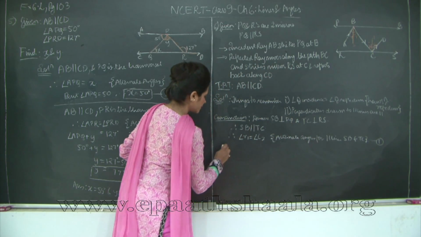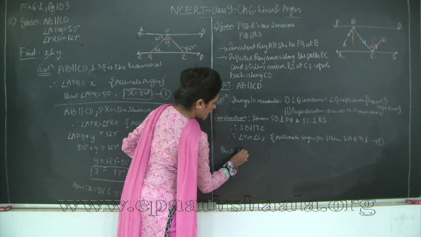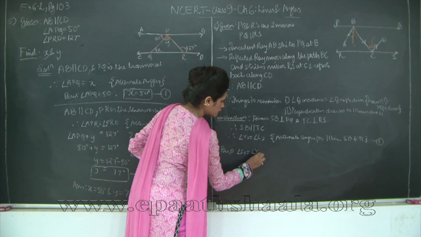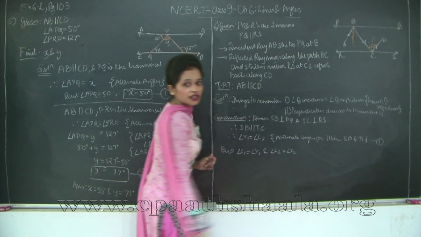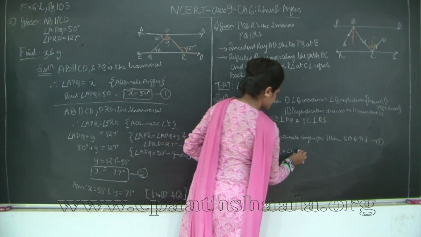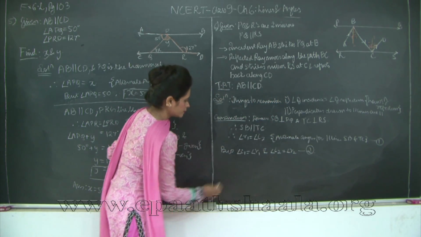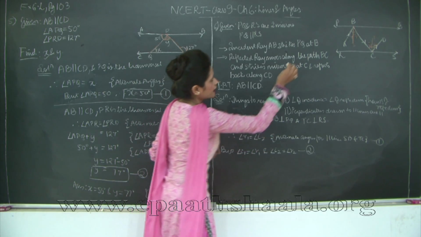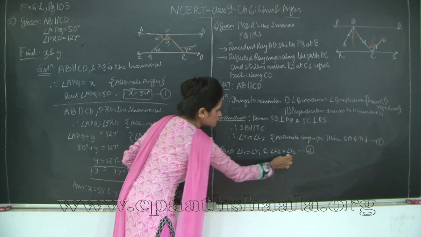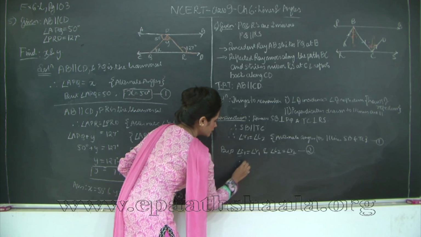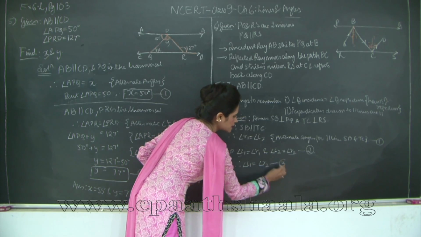Therefore, what do I have? I have I1 equal to R1 and I2 equal to R2. Correct? I'll mark this as 2. Therefore, what do you get from 1 and 2? From 1 and 2, I will get that I1 is equal to R2. Correct? I1 equal to R2. Therefore, angle I1 is equal to angle R2. And I'll mark this as 3.